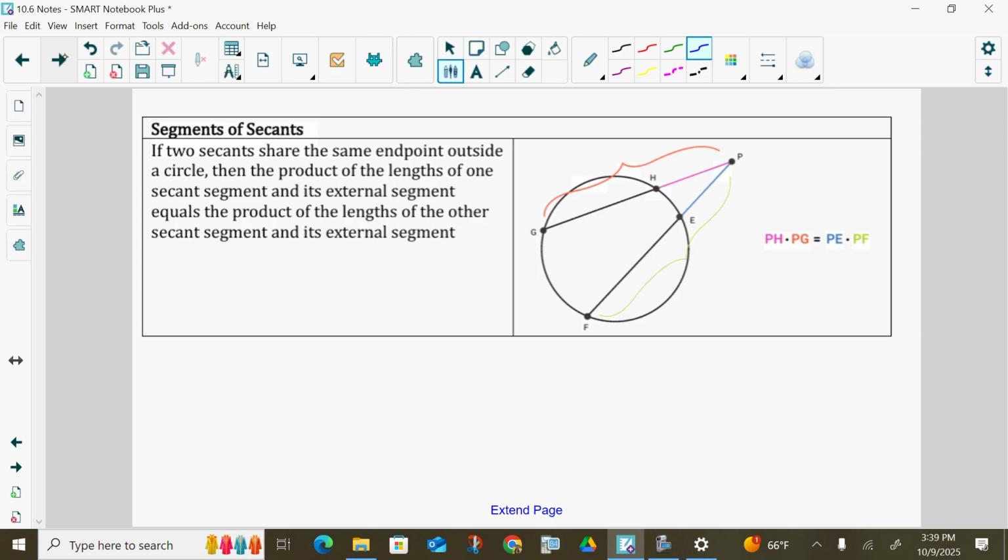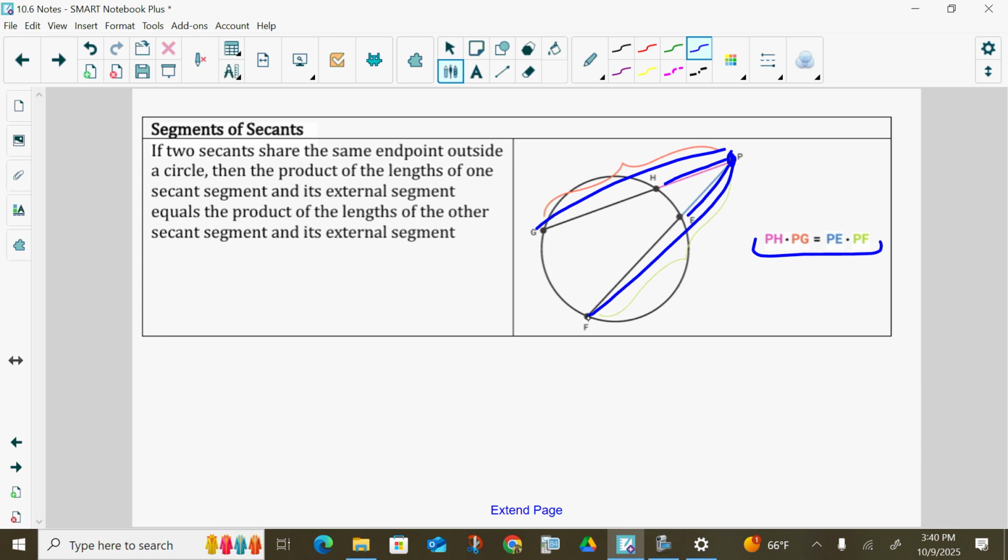So secants are similar to chords, but instead of stopping at the edge of a circle, it's a line that goes straight through the circle and keeps on going. So this theorem tells us that if two secants share the same endpoint, like these two do, they both end at P, then we can use this formula right here. We take the outside segment of a secant and we multiply it by the whole secant, and that's going to equal the outside segment of the other secant times the whole secant.